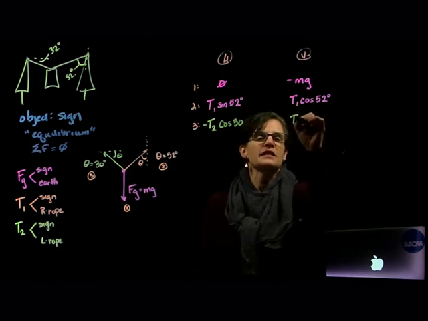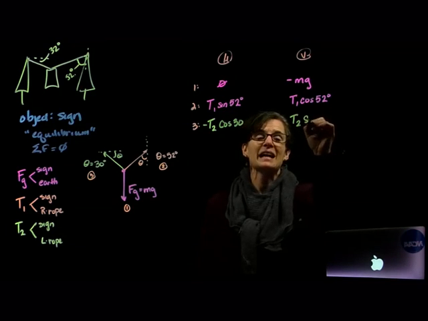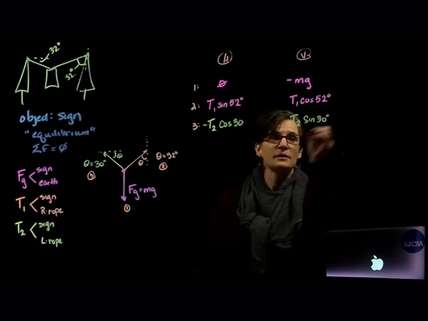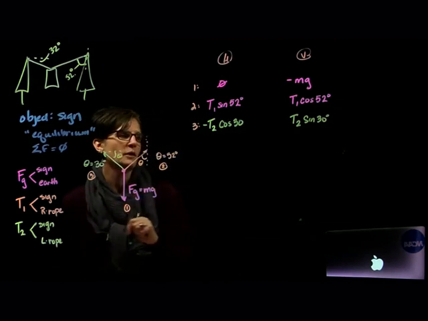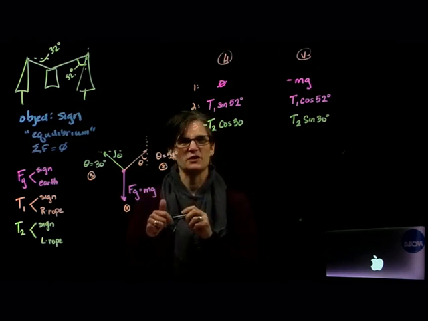And then I have T2 times the sine of 30 degrees. Again, with an internal angle, I want to make sure my signs are appropriate. It's pointing in the positive directions. I think we're okay.